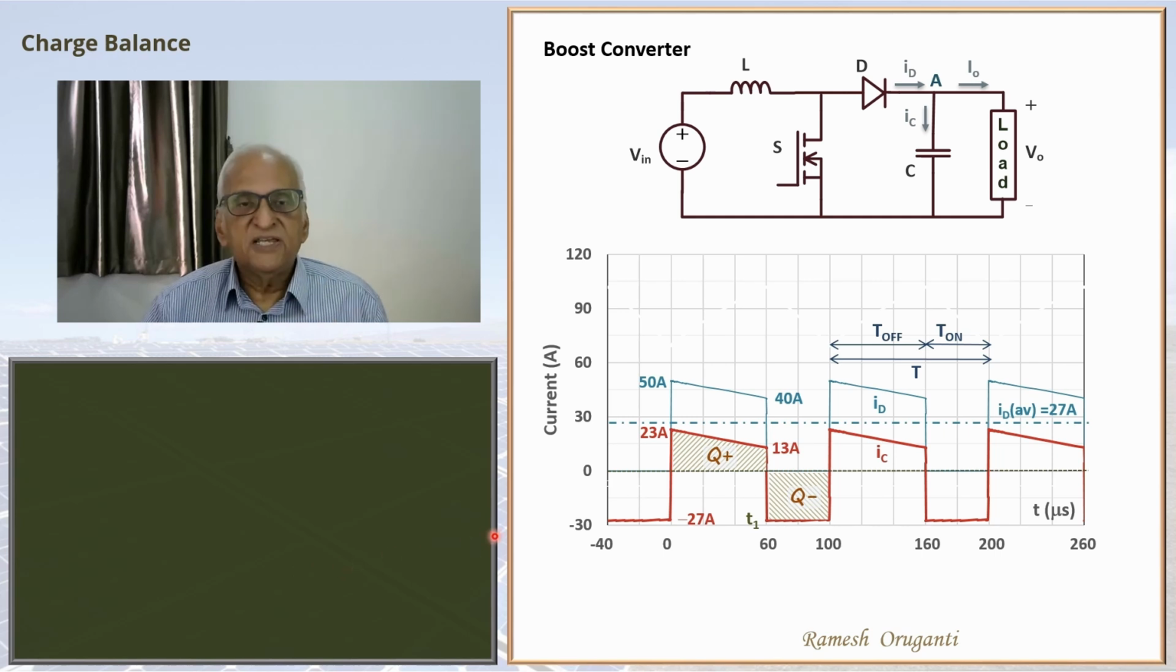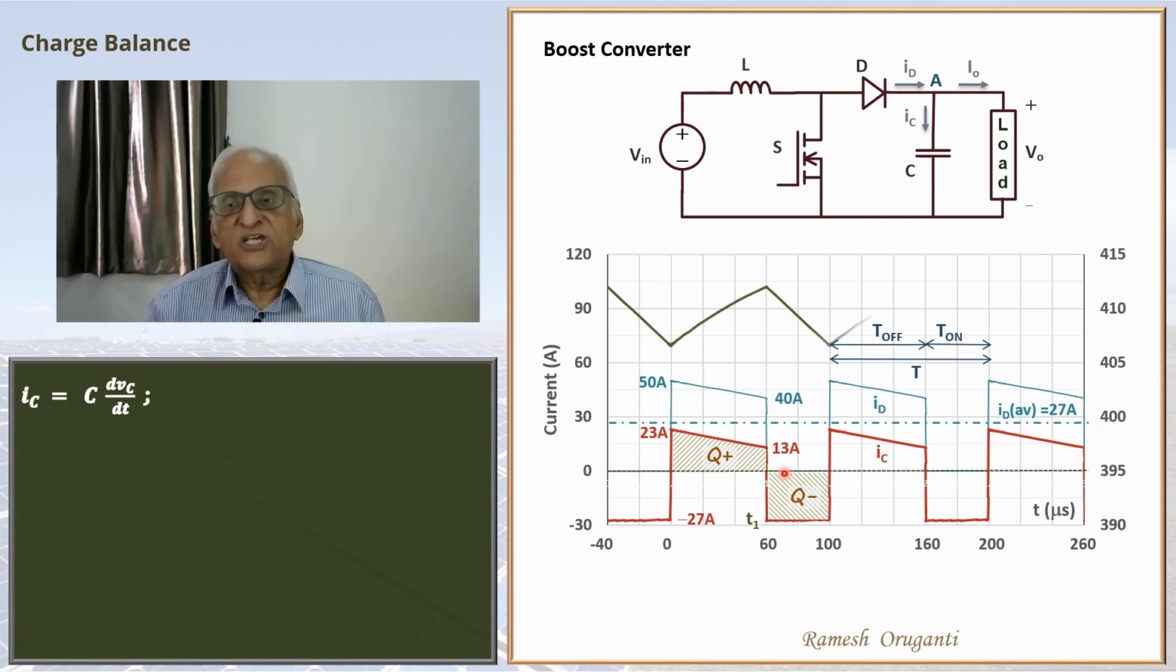IC is C dVc by dt. So Vc will be 1 over C integral of IC dt. So if the current waveform is integrated, you should get the shape of the voltage waveform. Here current is always positive, so the voltage must be rising. Here the current is always negative, so the voltage must be falling. The average voltage is the DC voltage, which is obtained because of boost operation.